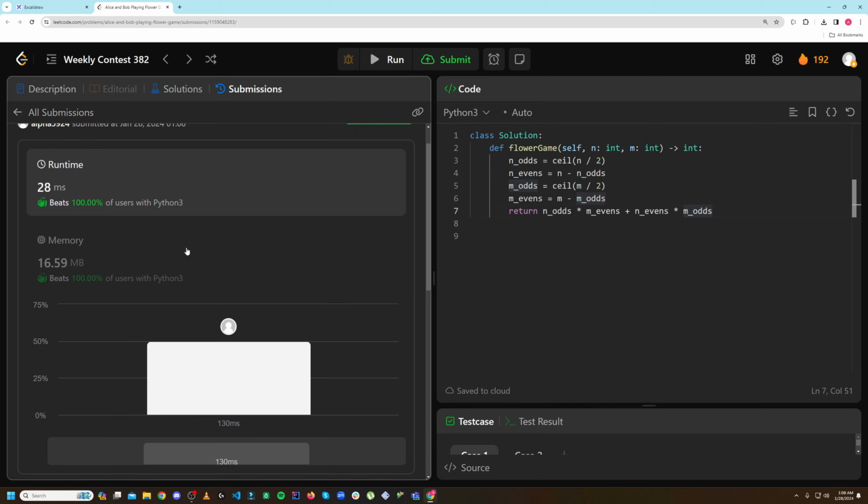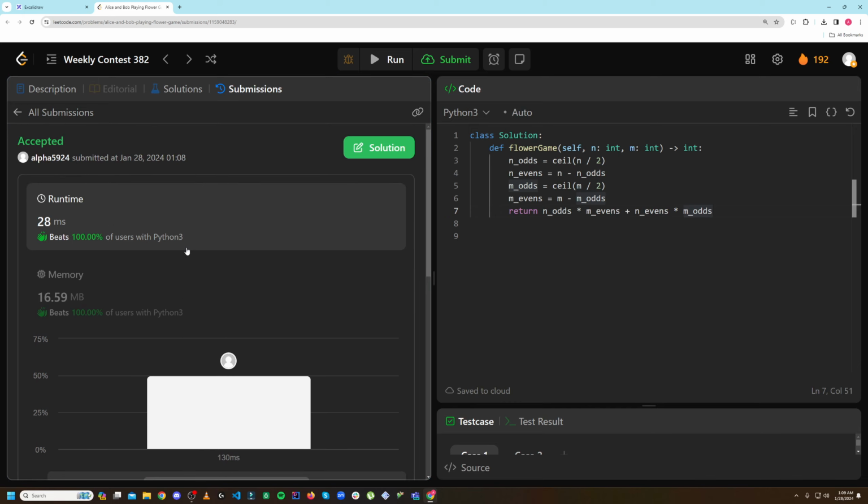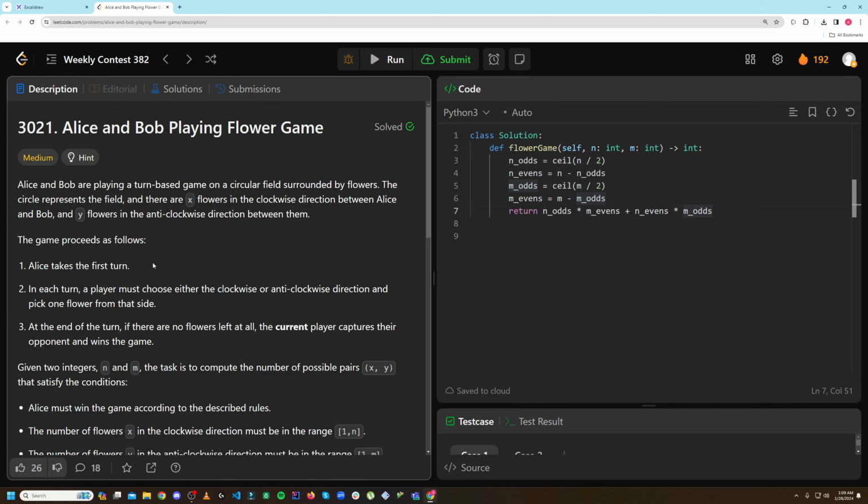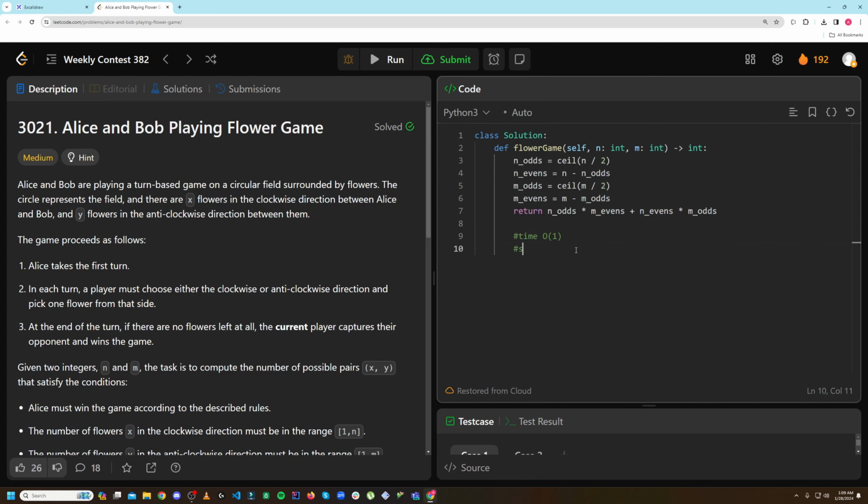I do think this is way easier than most third problems on the weekly contest. And I have the fourth one left, which is an 8-point problem, so that one might take me a while. I haven't really looked at it, so we'll see how that goes. But yeah, this is just going to be O(1) space and O(1) time. Pretty rare, pretty easy, so yeah.